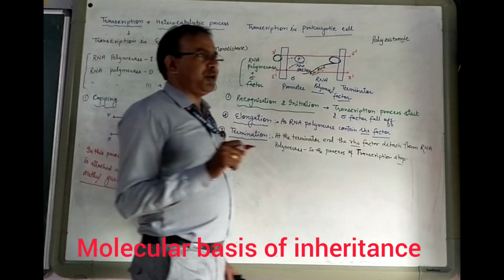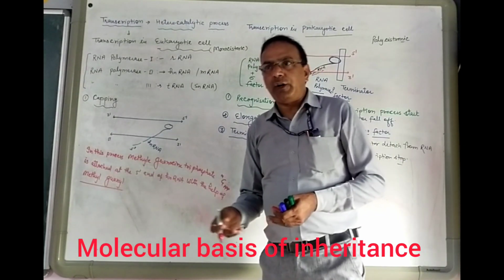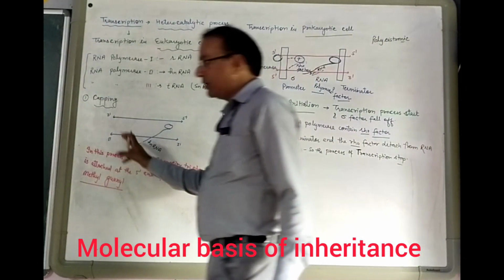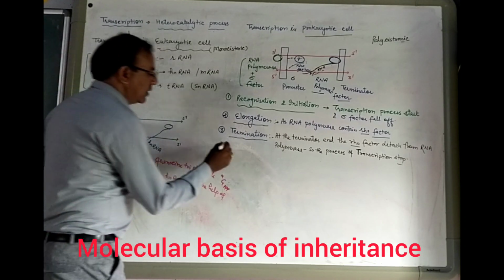Why is capping produced? Because as the hnRNA comes into the cytoplasm from the nuclear membrane, no irregularities can be found. This is the first process, capping. The second process is tailing.